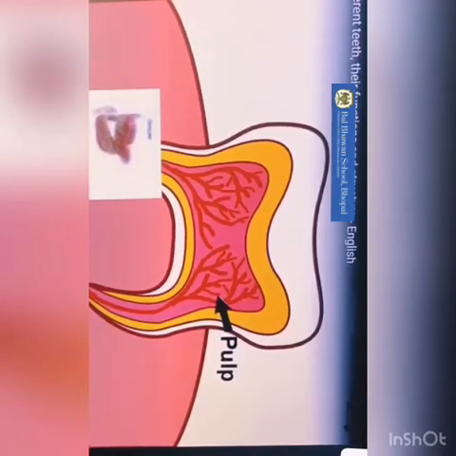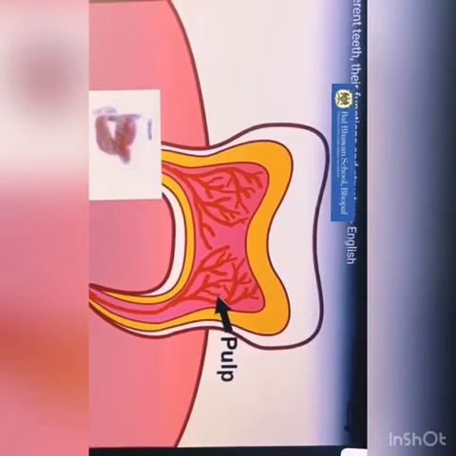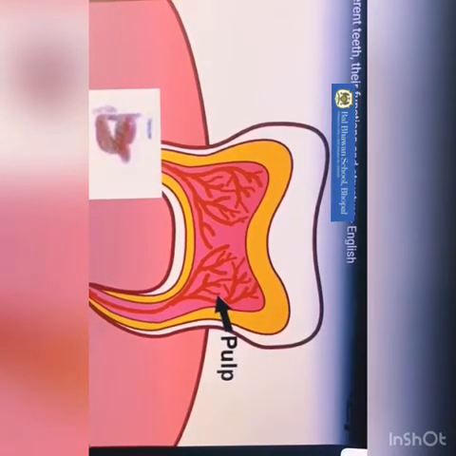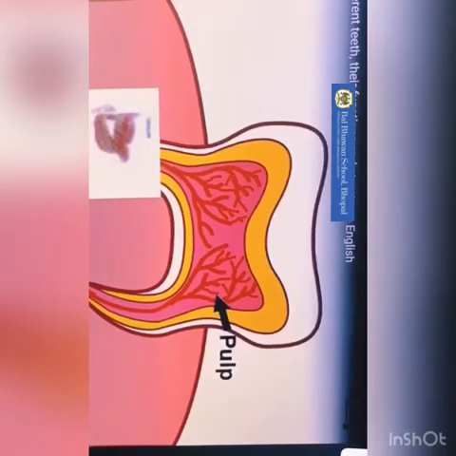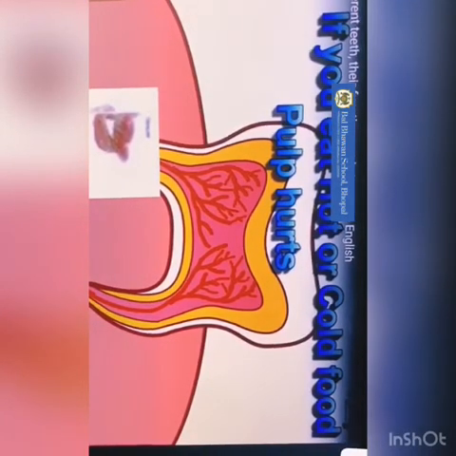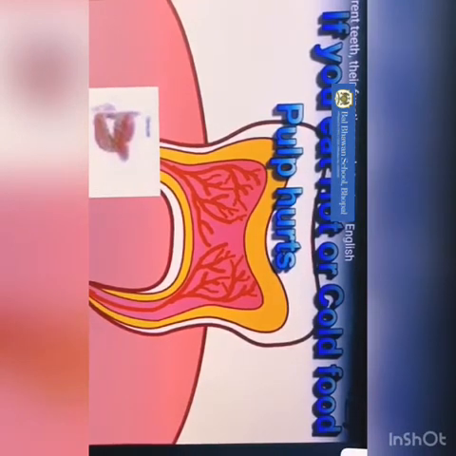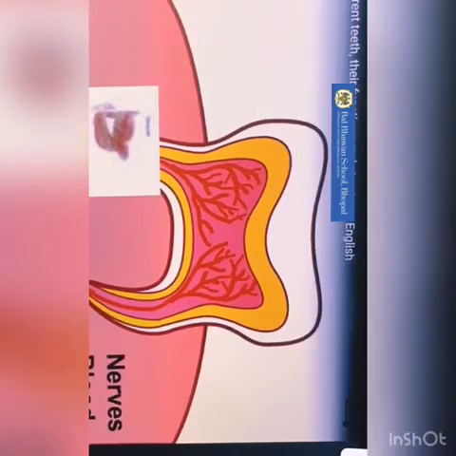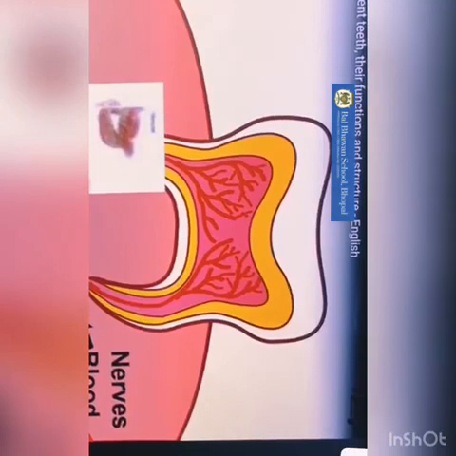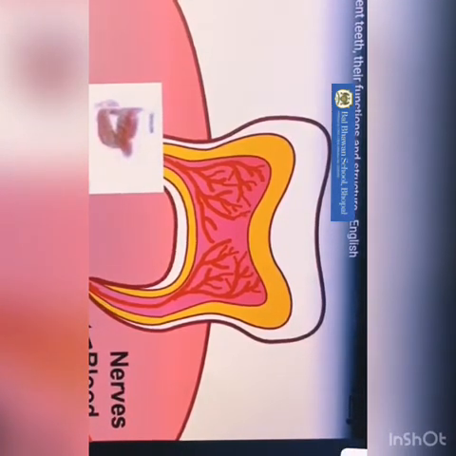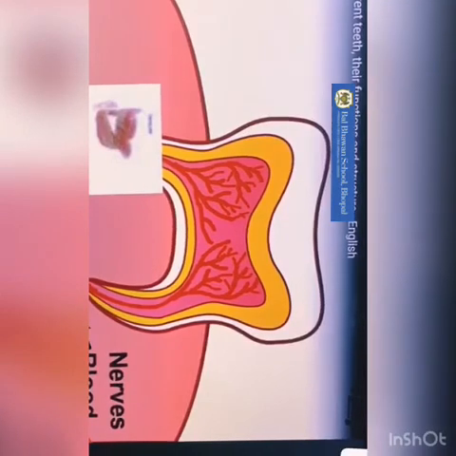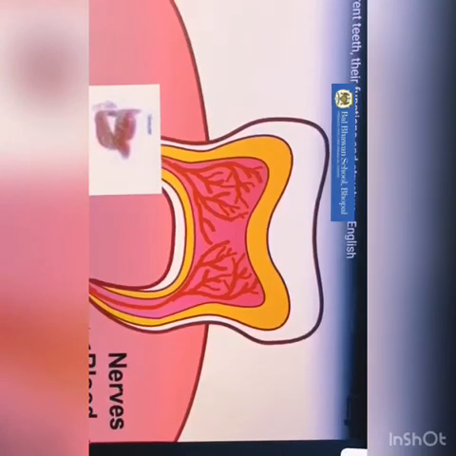Next is pulp. It is the center of the tooth. It's the soft tissue that contains the blood supply and nerve endings. The pulp is where the tooth receives nourishment and transfers the signal to the brain. When you eat hot or cold food or soup, or if you get a cavity, it's the pulp that hurts. The nerve endings inside the pulp send messages to the brain about what's happening. When you eat ice cream, the nerve endings send the message to the brain that it is too cold.